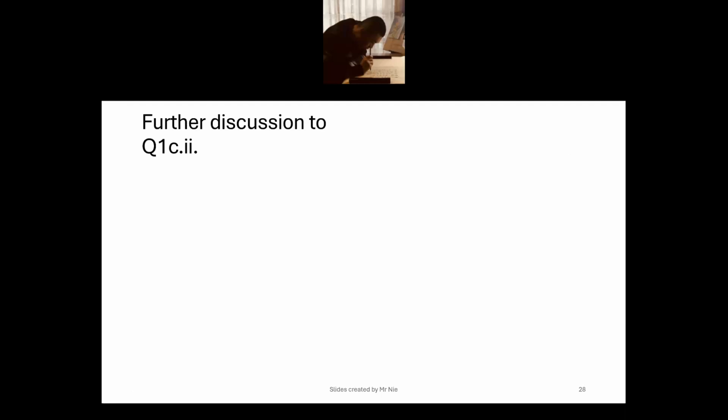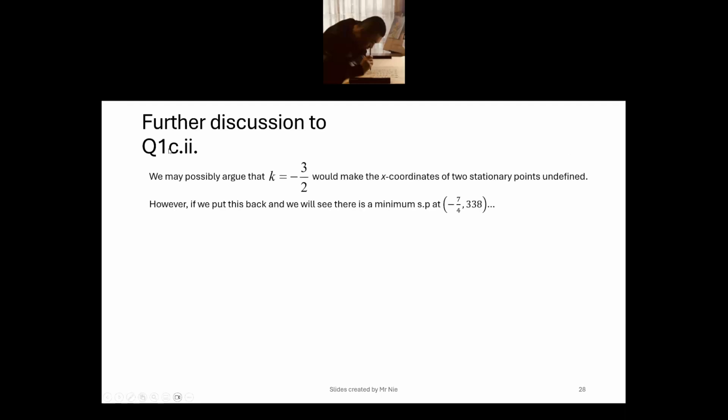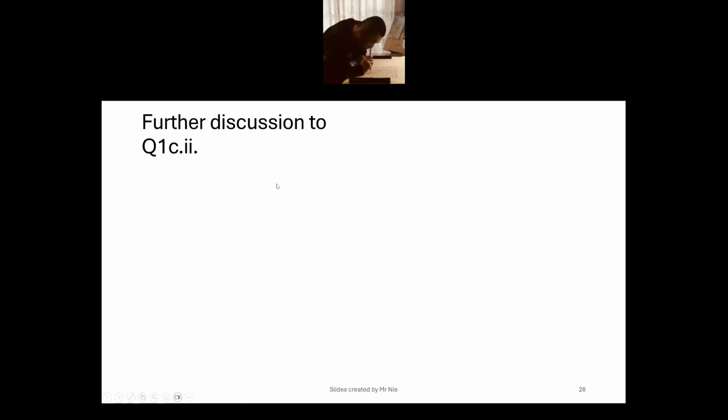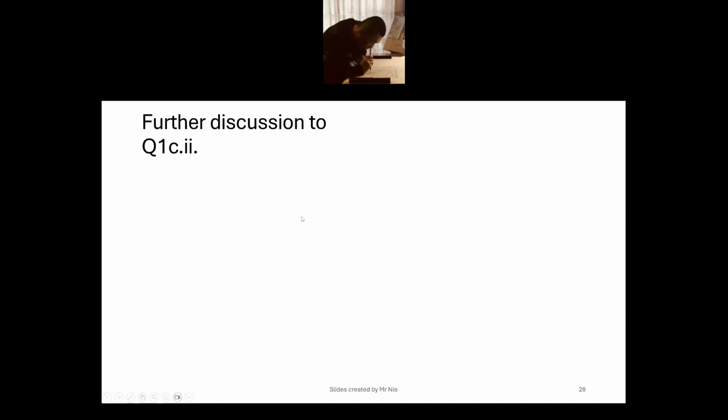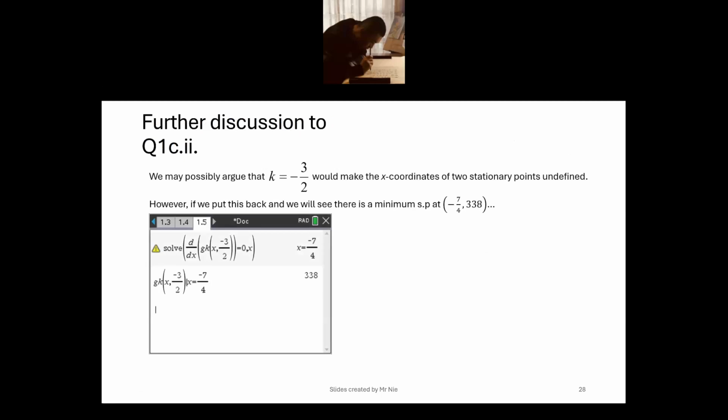Here is a further discussion page to the previous part. Actually, this one should be D. I'll fix that later. We may possibly argue, if you look at the structure of the solution here, that you can equate the denominator to 0 and argue, oh, the two x expressions will disappear. But the thing is, if you substitute k equals -3/2 into the family of functions and solve derivative equal to 0, you could actually get x equals -7/4, and sub that back, you will get a 338, which is not very easy to observe if you just plot the graph.